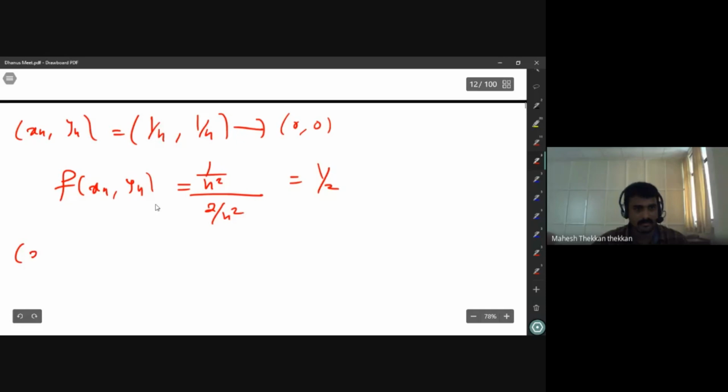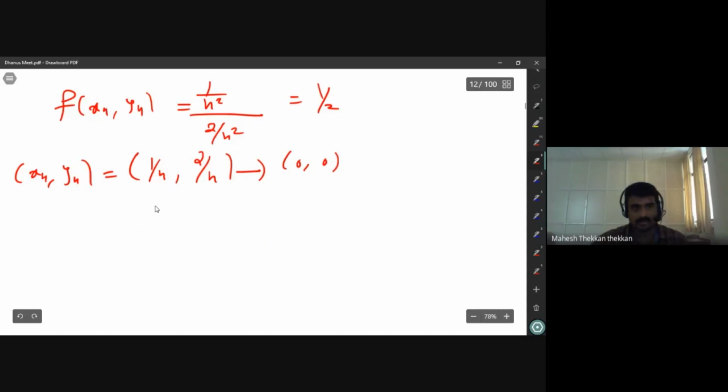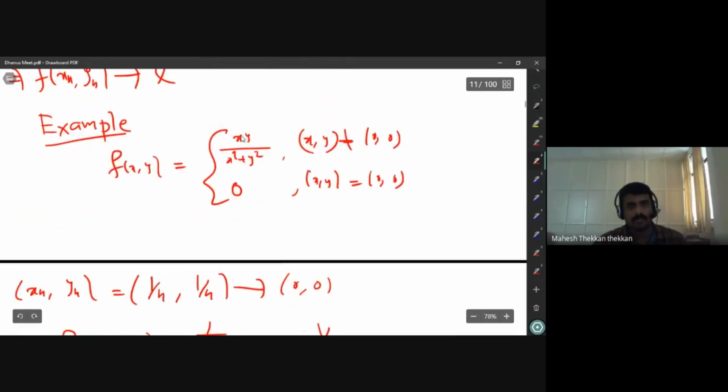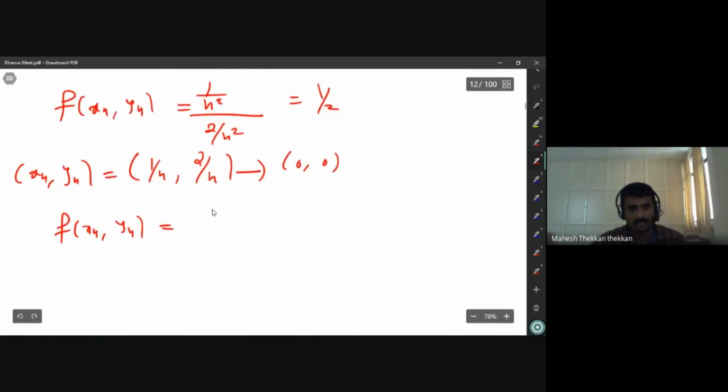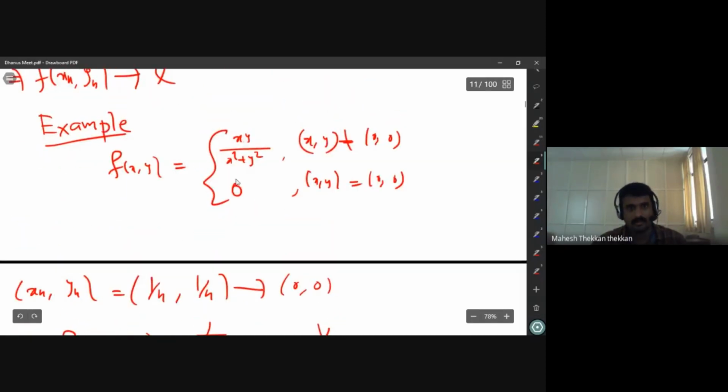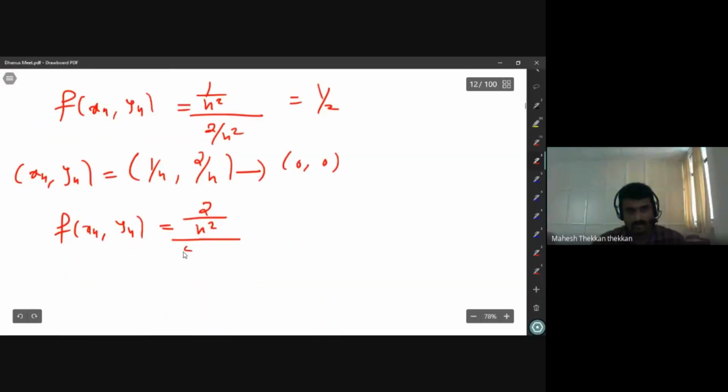Now if you look at another sequence (xn, yn) equal to (1 by n, 2 by n), this again converges to (0, 0) only. But if you look at f of (xn, yn), what will you get? In the numerator I will get 2 by n square. And in the denominator, 1 by n square plus 4 by n square, so it is 5 by n square. So it will be 2 by 5. So as n tends to infinity, f of (xn, yn) converges to 2 by 5.